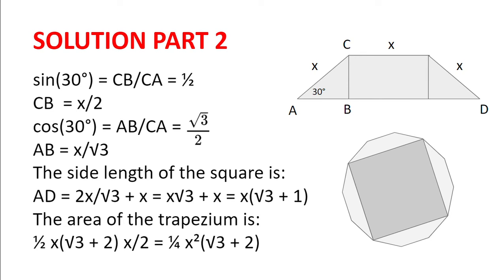Now, sin 30 degrees is opposite divided by hypotenuse, which is CB divided by CA, which is a half, and so CB is CA multiplied by a half, which is x divided by 2. Similarly, cos 30 degrees is AB divided by CA, and cos 30 degrees is the square root of 3 divided by 2, and so AB is x divided by the square root of 3.